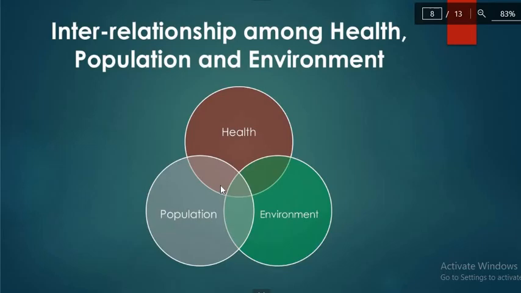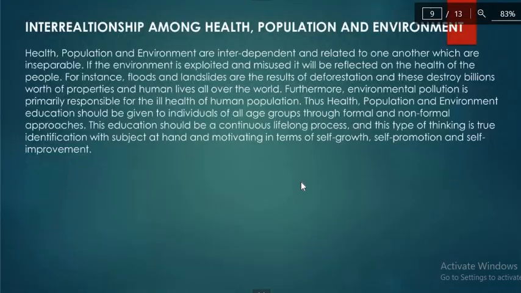So here you can see the chart, interrelationship among health, population and environment. Health is related to population and environment, environment is related to health and population, and population is also related with health and environment. So here is interconnection and interrelation between health, population and environment.